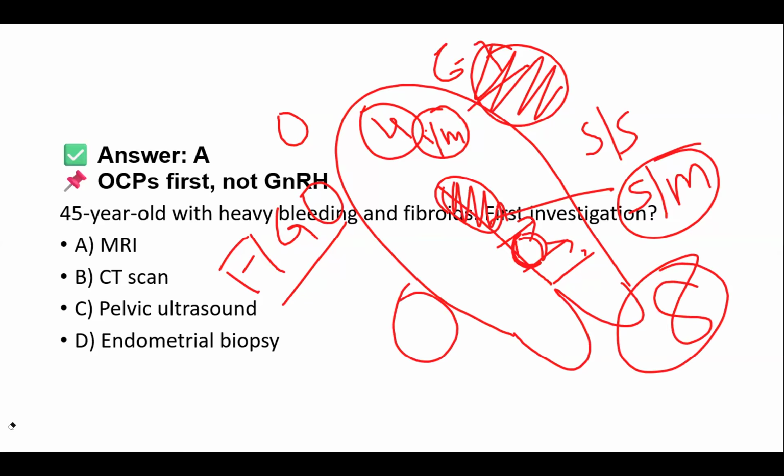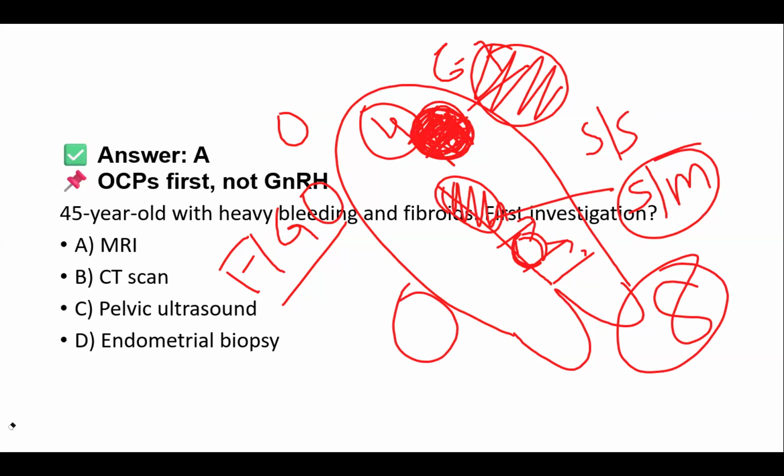And a recent question was: the most common type of fibroid seen in the reproductive age group is intramural. This is the most common type of fibroid that is seen. This is a recent question. One of my friends told me.